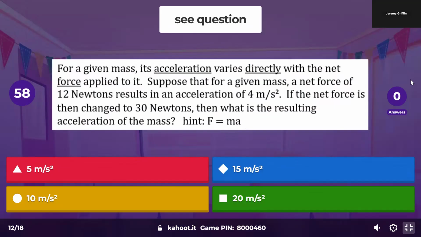All right. For a given mass, acceleration varies directly with net force. Suppose that for a given mass, we've got a force of 12 newtons that results in an acceleration of 4 meters per second squared. What if we increase that force to 30 newtons? And I'll give you a hint at the end.